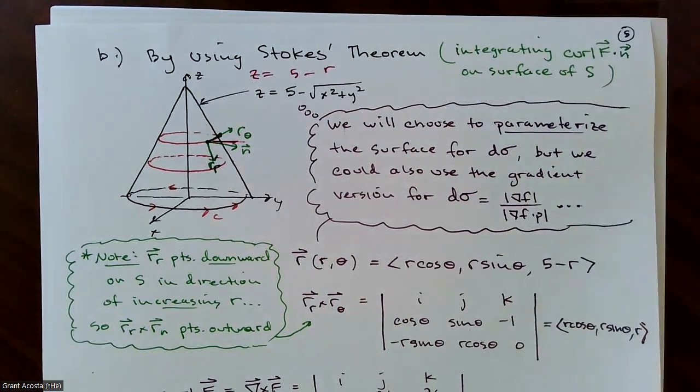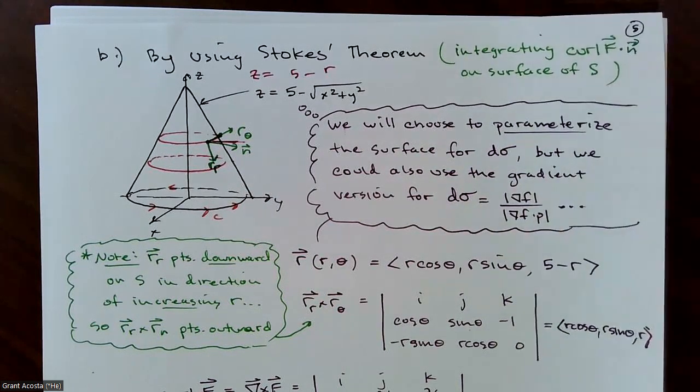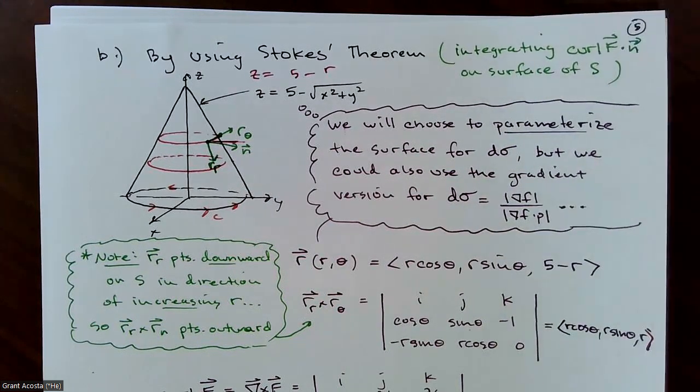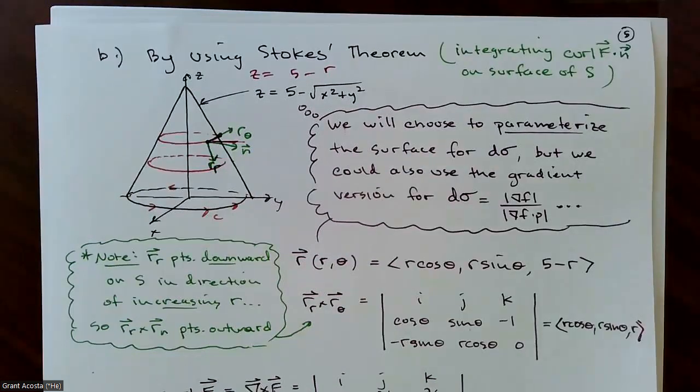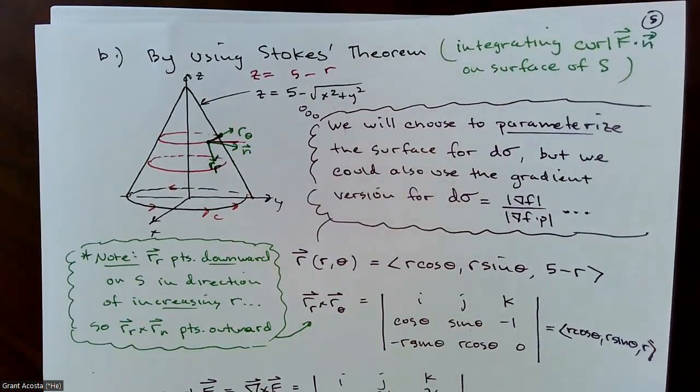So that is a little subtlety when you're using Stokes' theorem with a parameterized surface with two variables. You do have to think about what order you should do the cross product.